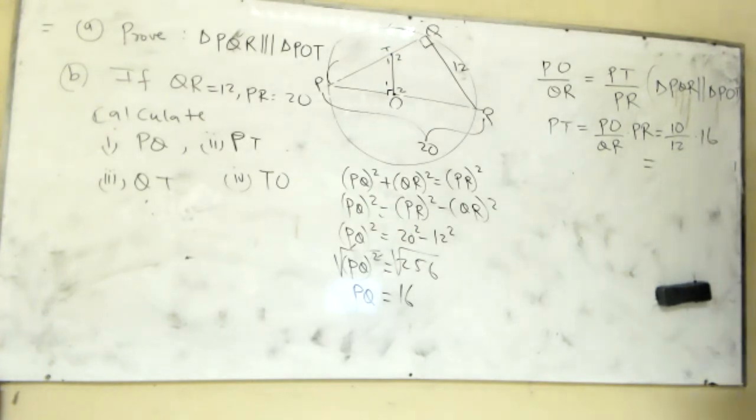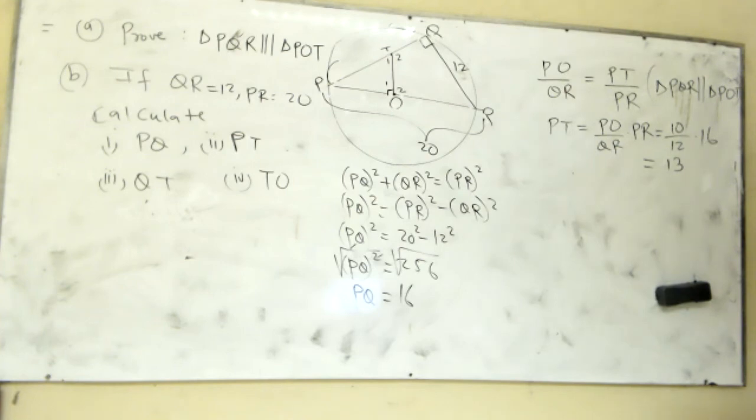Can you put this into your calculator and tell me the answer you obtained? What is PT? 43 over 3. Round it off. 13. Yes, that is what I'm looking for.